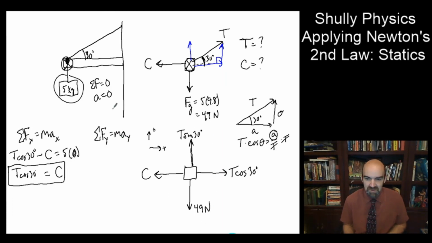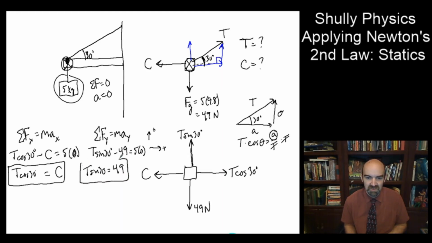So our Y direction, we're only looking at these Y direction forces now. So in the Y direction, we've got T sine 30 going up. See the theme here of projectiles and forces? Separated everything in the horizontal and vertical. I like to make it familiar. Minus 49 going down equals 5 times 0 acceleration. Okay, so we get a T sine 30 equals, we add 49 to both sides, equals 49.